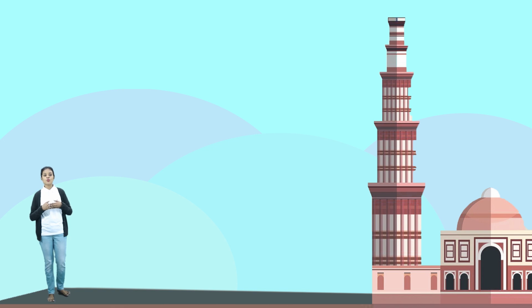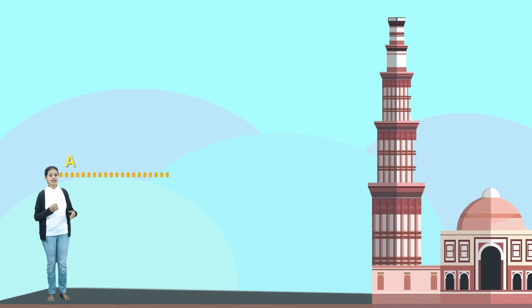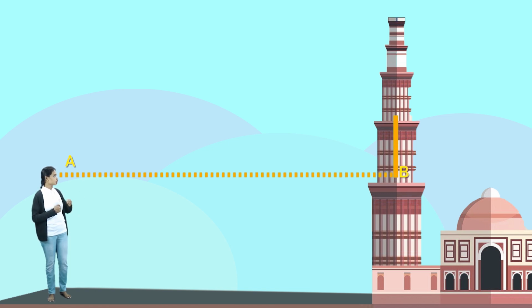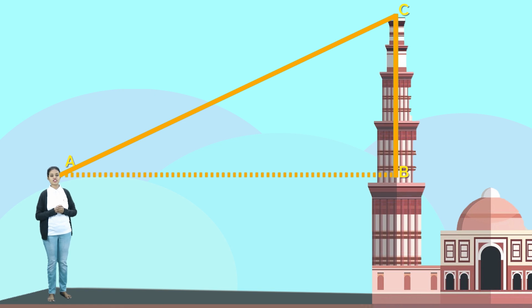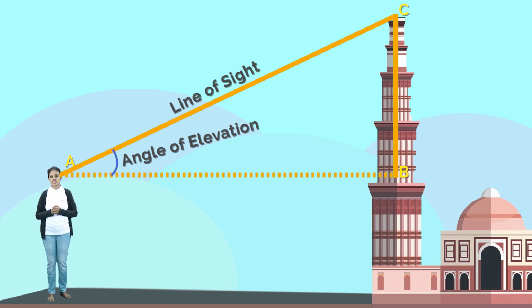The point where I am standing is point A and the bottom of Minar is point B and top of the Minar is point C. The line AC drawn from the surface to the top of Minar is known as the line of sight. The angle BAC formed is angle of elevation.